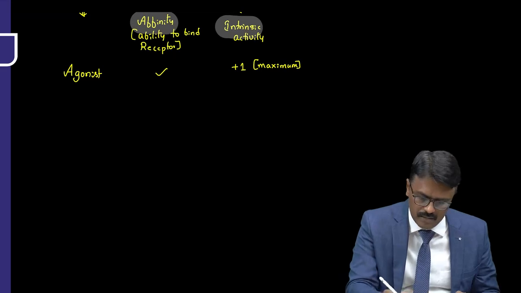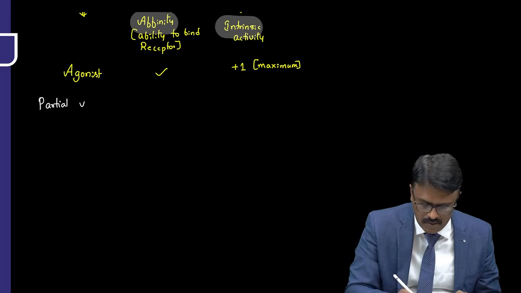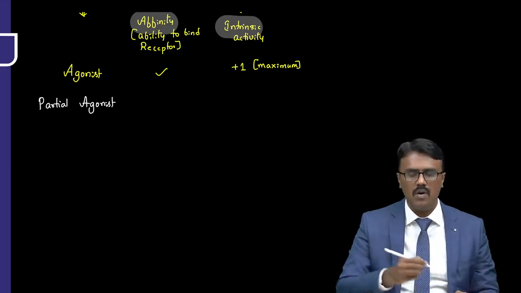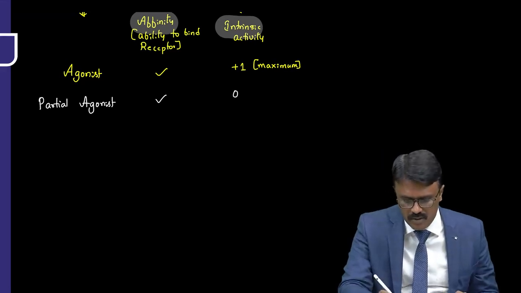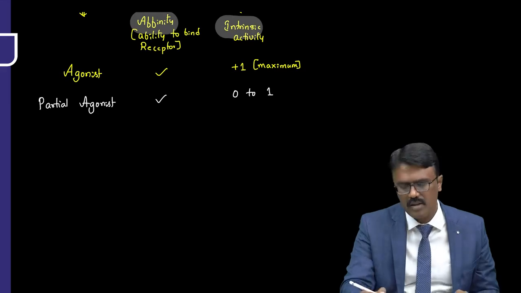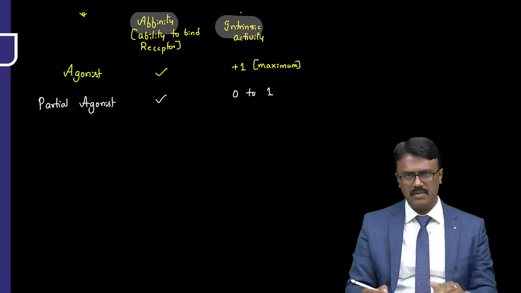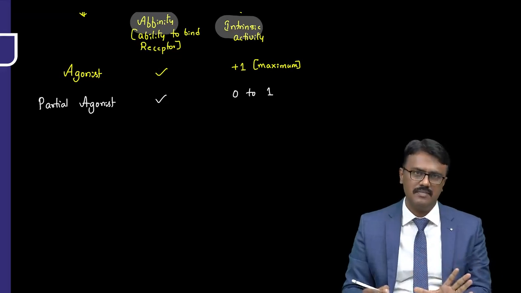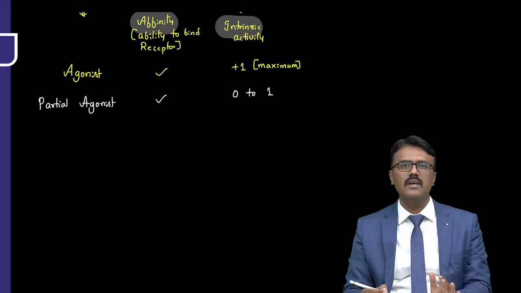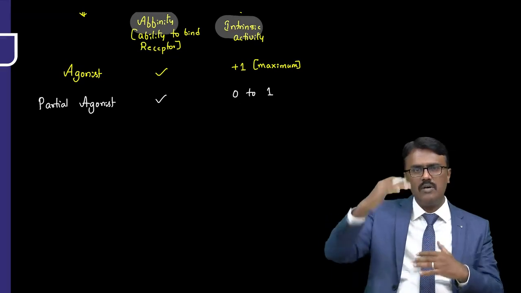Then we have another term, and that is called partial agonist. Partial agonists also bind to the receptor. They have affinity, but their response is between 0 and 1, not 100%, not +1, not maximum, but sub-maximal. Not 0, not 1, but in between. So the response is between 0 and maximum. That is called a partial agonist.